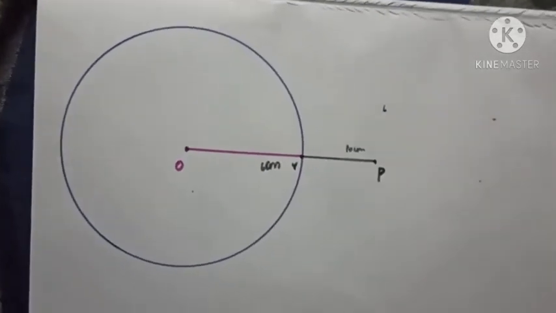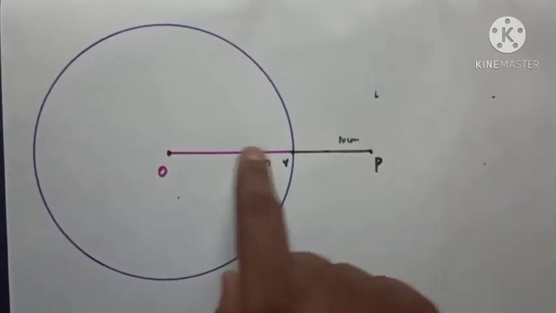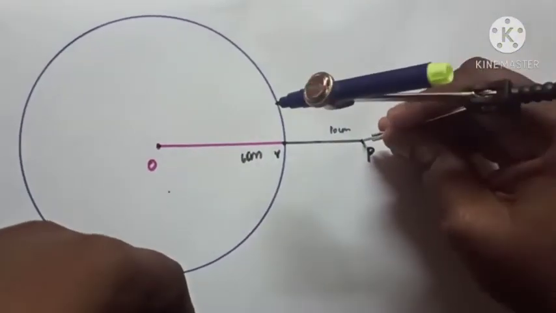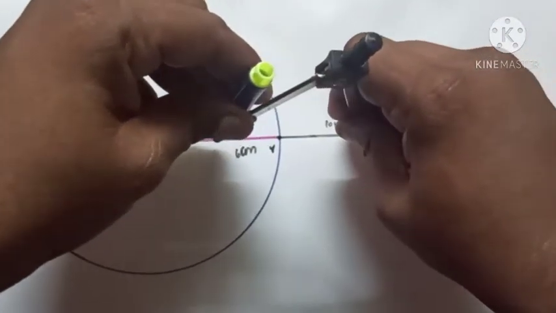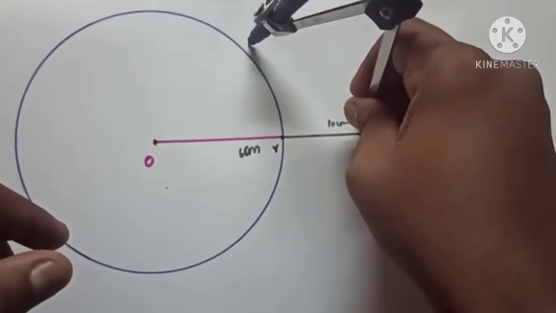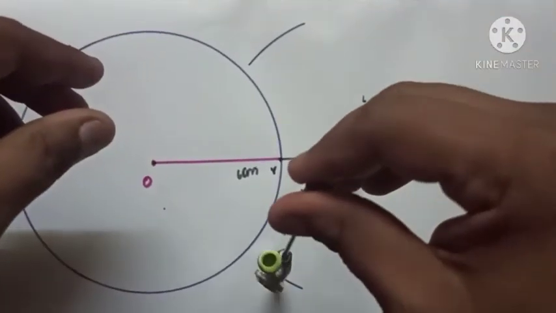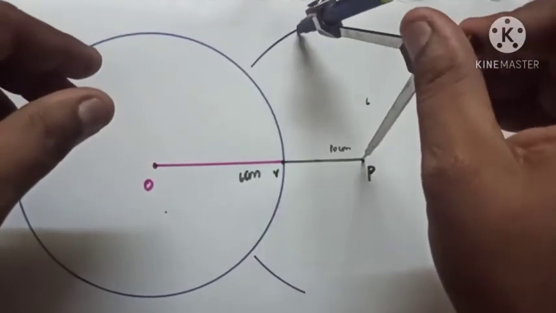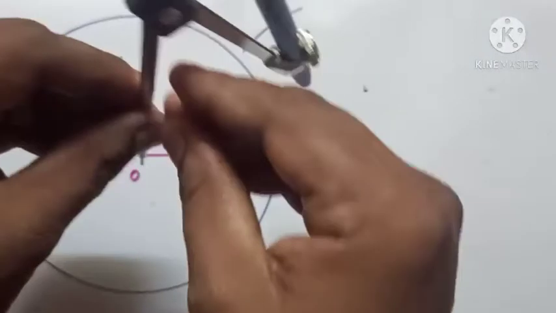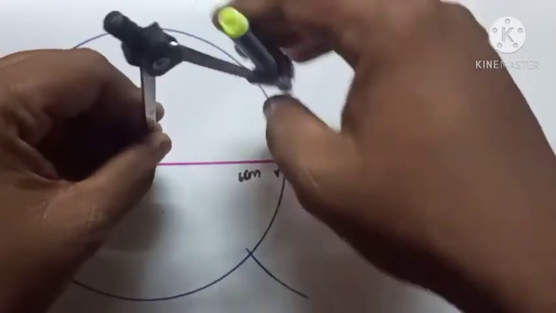And next, we need to take a bisector of the line to draw a circle touching the end points O and P. So how do you draw the point? Just take a half and above like this, and put an arc above and then below. Above one arc, below one arc. Without changing this measurement, fix the needle at the point O and cut the arc like this.